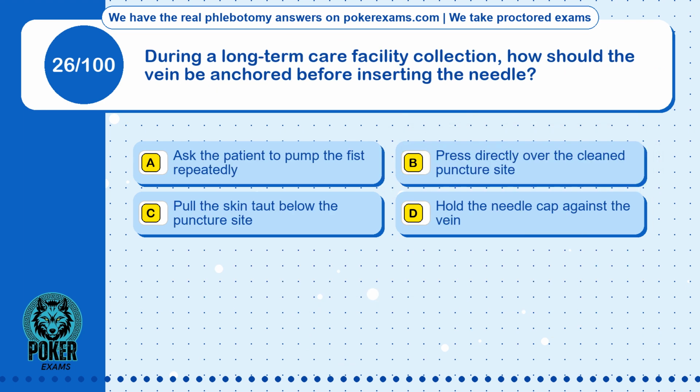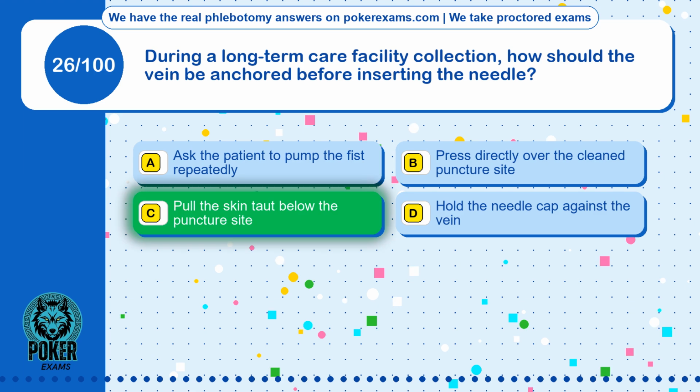Question 26. During a long-term care facility collection, how should the vein be anchored before inserting the needle? Option A: ask the patient to pump the fist repeatedly. Option B: press directly over the cleaned puncture site. Option C: pull the skin taut below the puncture site. Option D: hold the needle cap against the vein.